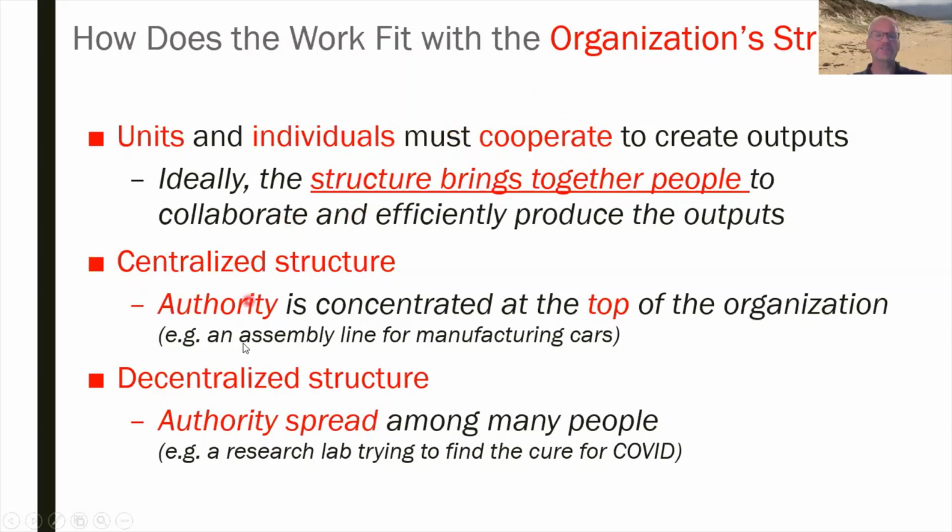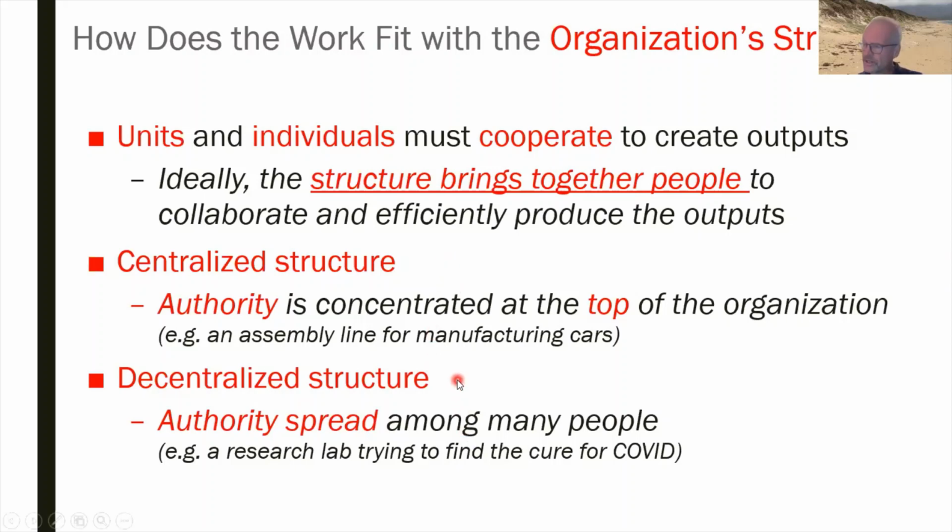So there are two types of structures you might have with workflow. One is called a centralized structure, where the authority is concentrated at the top of the organization. A really good example of that might be an automobile plant where you have an assembly line. Okay, that's a very top-down, centralized sort of structure. So there's really not a lot of creativity. The word comes down from the top: this is the way you do it, and that's the way it's done.